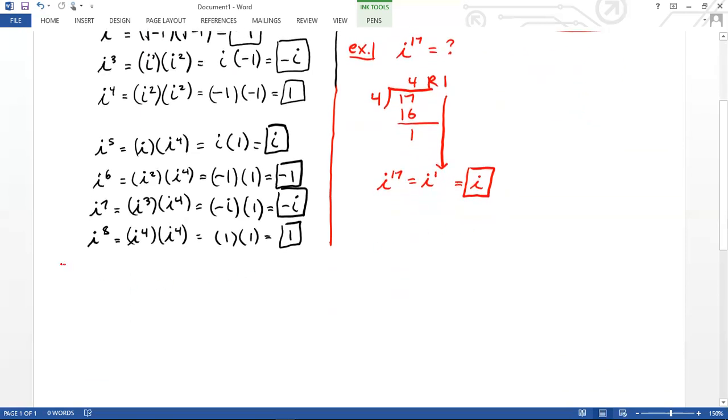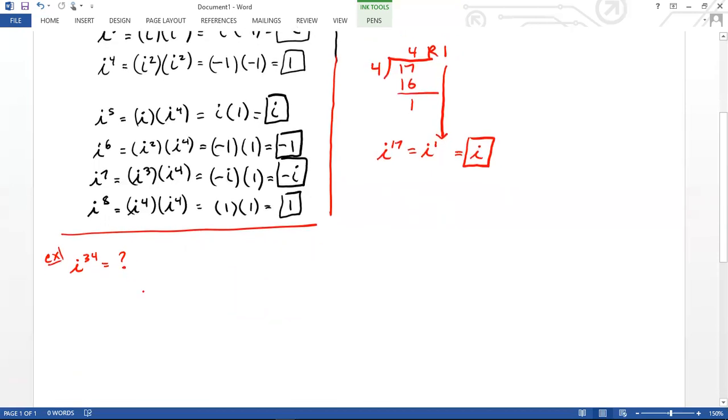Let's do another one. Let's say we do i to the 34. We'll take the exponent, which is 34, and divide it by 4. 4 into 34, 5th grade math. Put an 8. 8 times 4 is 32. 34 minus 32 is 2. So we have 8, remainder 2.